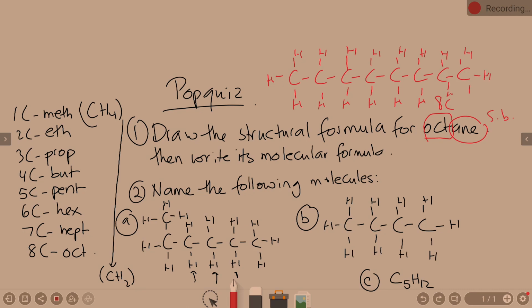Excellent. Did you all get this? Yes. Easy. Okay? Now I want the molecular formula for this. C8, H18. Done. Okay? And you can double check this by counting the number of carbon atoms and the number of hydrogen atoms, and that should total to the same number.